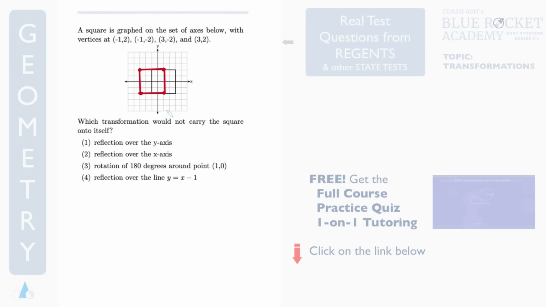And so therefore this reflection over the y-axis does not carry the square onto itself. It changes the position of it. And so therefore this is the correct answer.